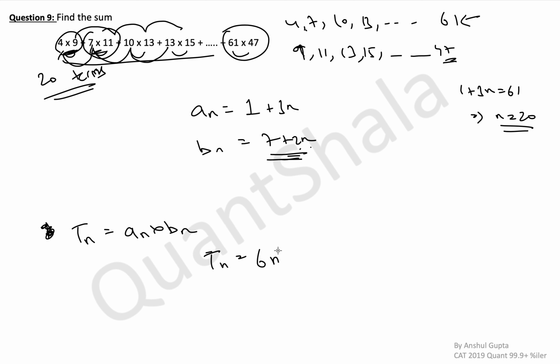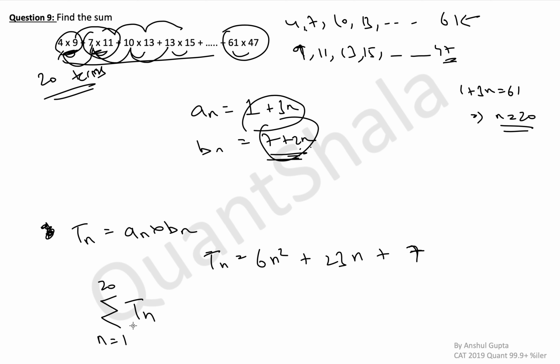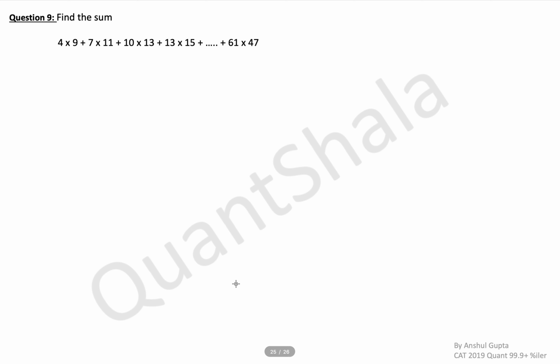That becomes 6n square plus 23n plus 7. I have done nothing but multiply these two things. So T_n becomes this. Okay. Now what I need to do is find the sum of this T_n from n is equal to 1 to 20. That is a set pattern.